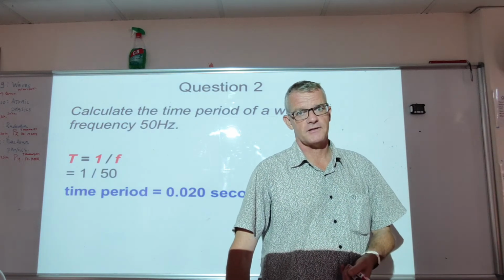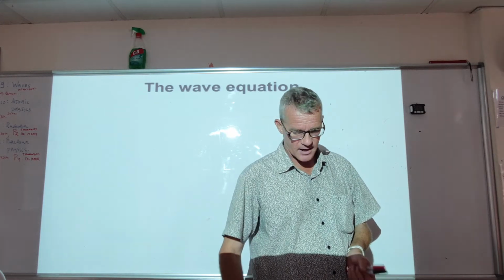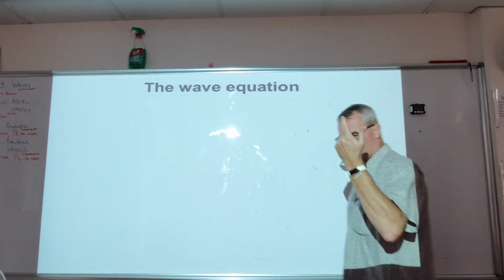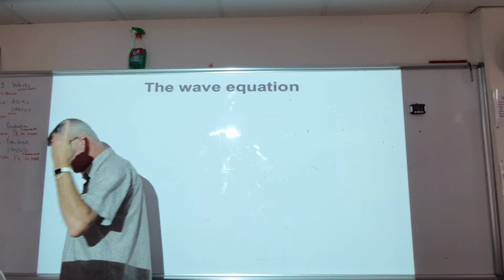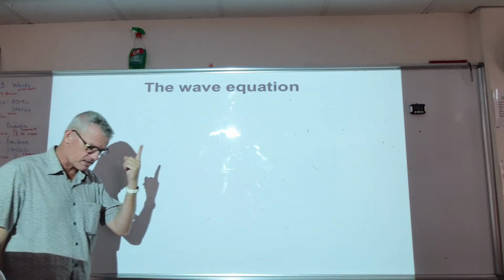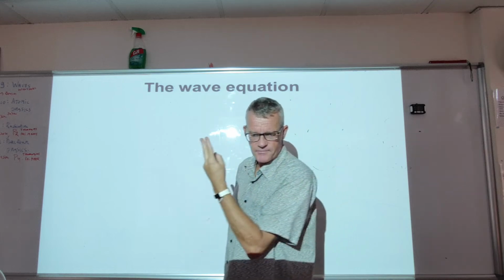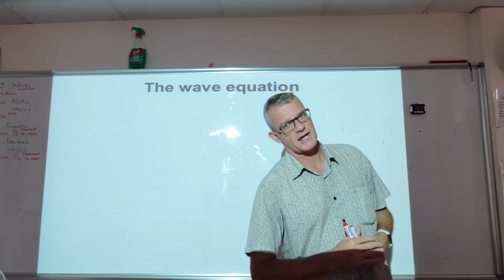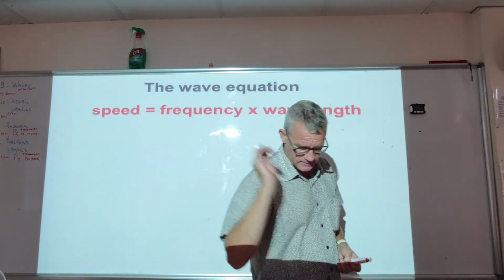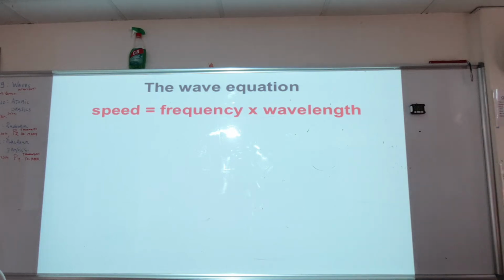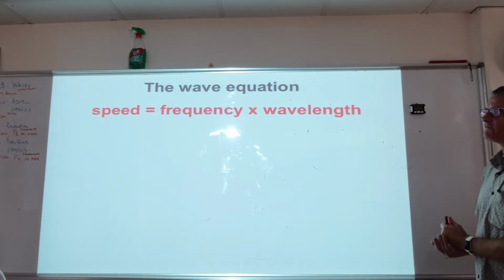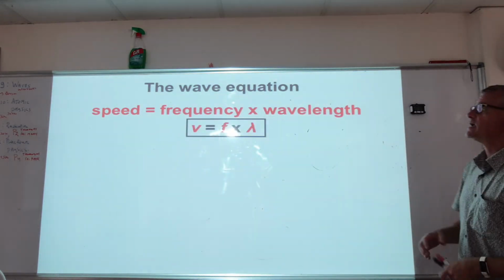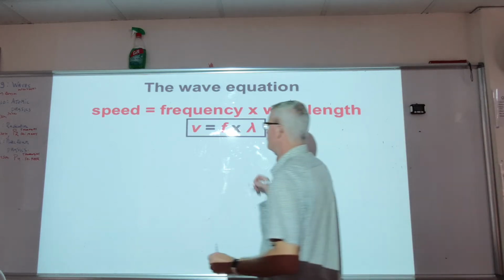Now let's talk about the wave equation, and you have to memorize the wave equations. Now, we know already something about the speed, the frequency, something about the wavelength. So there's also a relation with the speed. Now the speed is equal to the frequency times the wavelength. Okay? So in formula, V equals F times lambda.